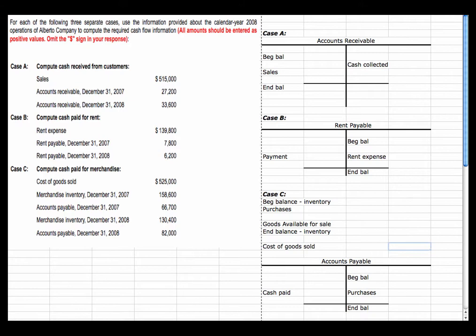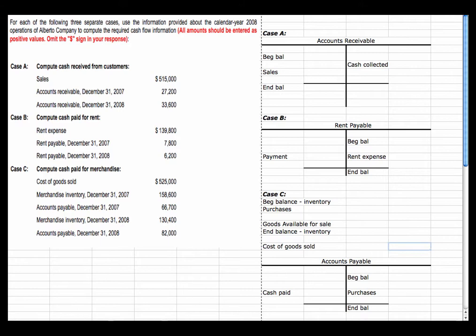So let's take a look at Alberto Company for calendar year 2008, and we have three separate cases that hopefully you'll be able to identify or figure out. What I did is I set up on the right-hand side of your screen the T accounts for the various accounts that we're going to use in the three different cases A, B, and C.